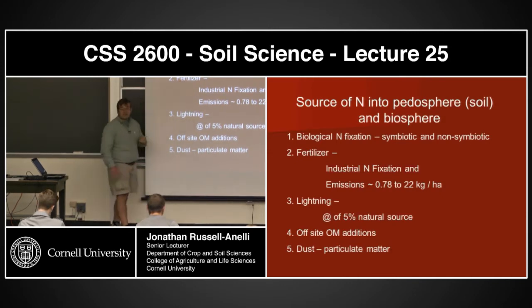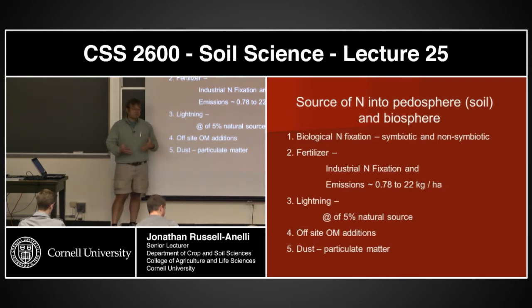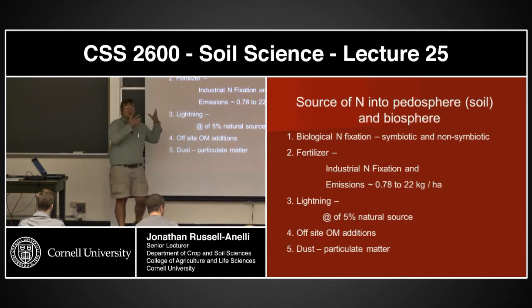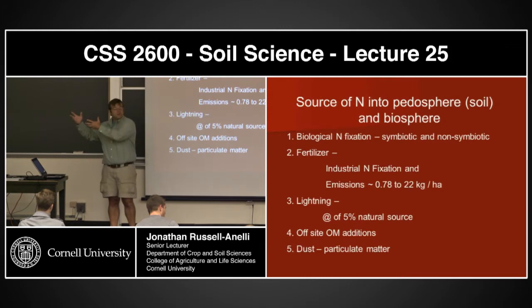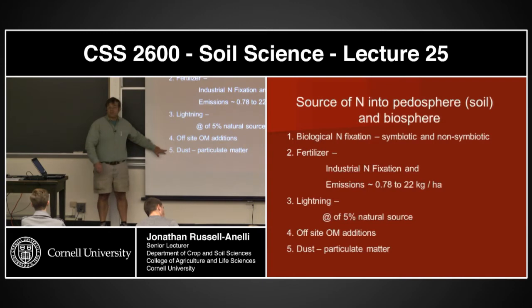Now, we also have lightning. Actually, the bolt of lightning will react in the atmosphere and basically create a natural source of nitrogen that is usable in the soils in the pedosphere. Okay? And that basically accounts for about 5% of all natural sources. We also have off-site organic matter additions, i.e. organic matter is in one location and the wind blows and moves it to another location. Well, the nitrogen that's in that organic matter is going to be moving from the first location to the second location. And then we also have the issue of dust. Nitrogen actually literally moving in dust, much like off-site organic matter additions.